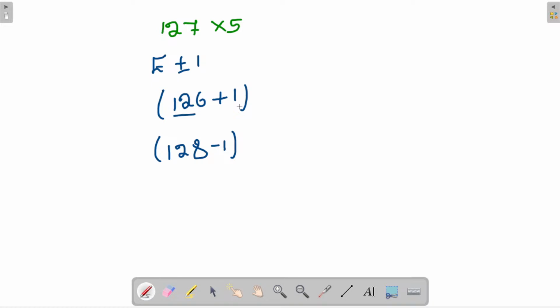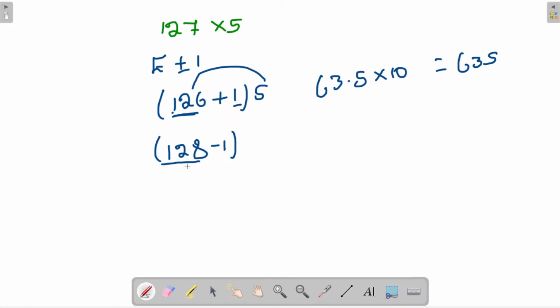If I take 126 into 5, we know half of this number easily. Half of this number is 63. Half of 1 is 0.5. 63 plus 0.5, 63.5, into 10, always we have to do into 10, your answer will be 635. Same answer here also: half of 128 is 64, minus 0.5, 63.5, into 10, 635. Understood, right? One more I will take.